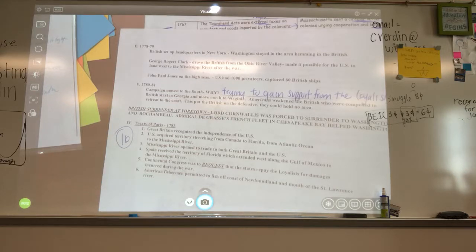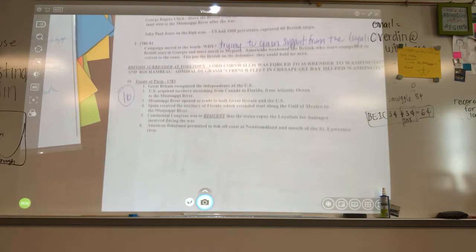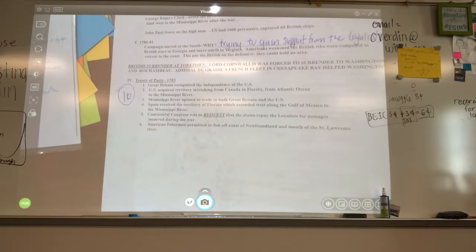And so at Yorktown with the surrender, this will lead to the Treaty of Paris, which is question 16. Great Britain will recognize the US as independent. Do you really think that's gonna happen? Not really, and this is why we will have the War of 1812.